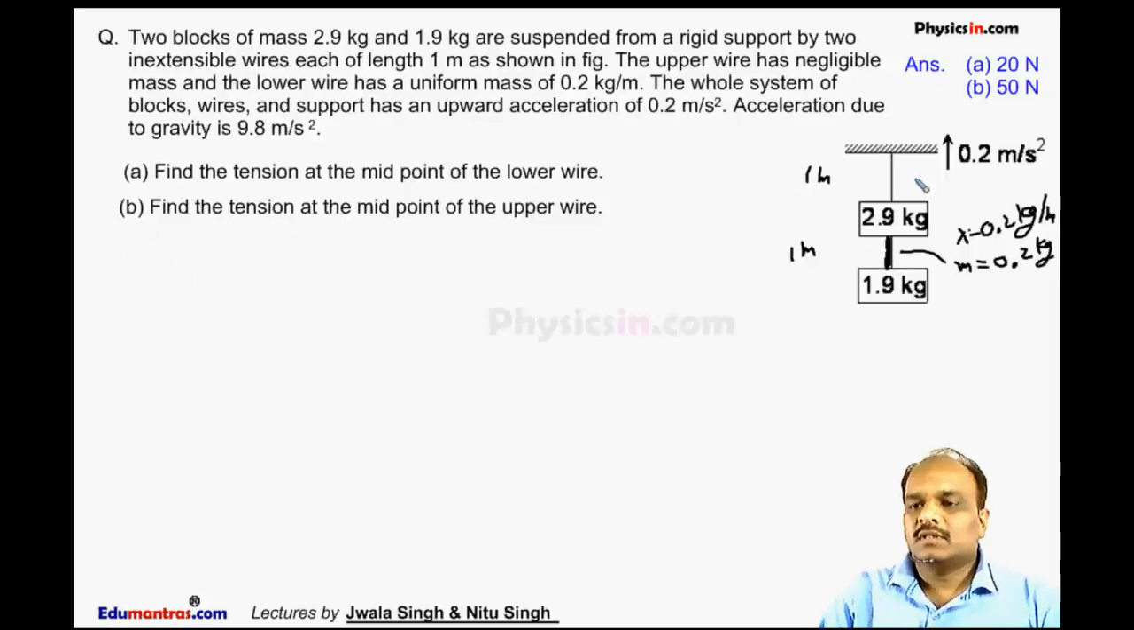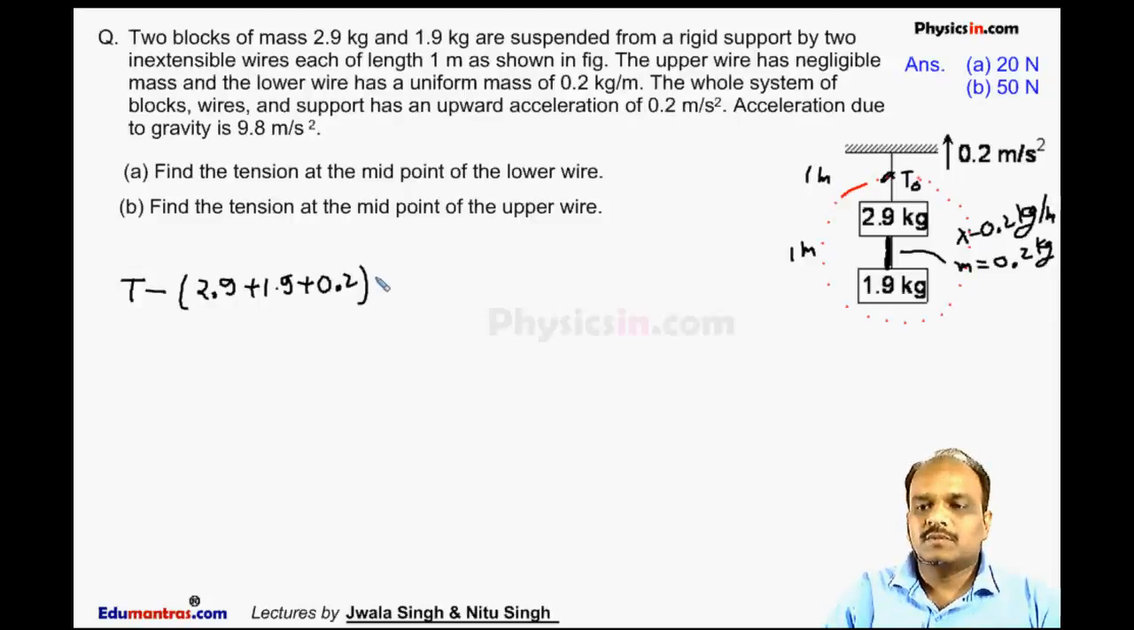Now let the tension here be T naught. So T naught minus mg, where m is 2.9 plus 1.9 plus 0.2, the total weight of this, since we are drawing the free body diagram of this whole system, into g, which is 9.8, is equal to the mass, 2.9 plus 1.9 plus 0.2, into acceleration. Here the acceleration is 0.2 meter per second square.